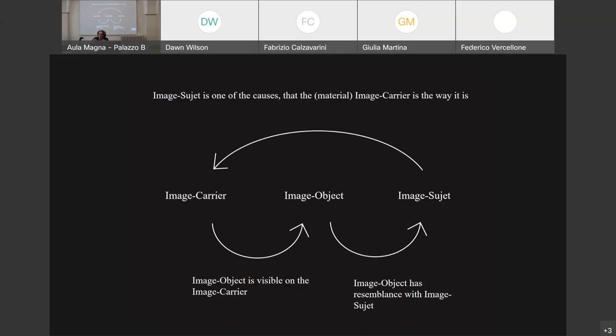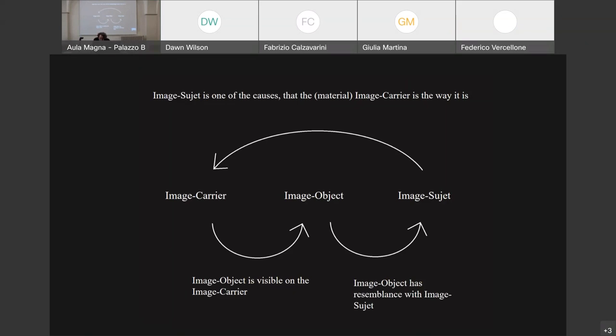I would like to describe some sort of normal use in the case of photographs, to take reference to the image object, what was the causal reason for the image carrier. So, Dawn, you are absolutely right. There are uncountably many causes. Yes, of course, the light of the sun is one of the causes why it's possible to take a photo, but no one would say, oh, it's a photo of the sun. By the image object we take reference to a sujet which both has resemblance and is a cause. The sun has no resemblance with a face as on an image object.